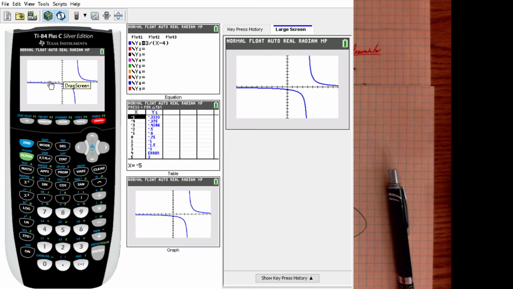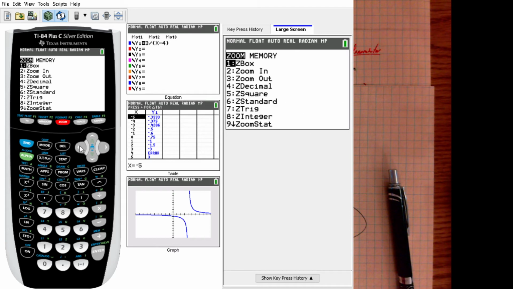But at 0, if I move left, I never touch the blue line. If I move right, I never touch the blue line. It never touches it. It gets close, but never actually gets there. And if you zoom out some, you'll see that that's true.